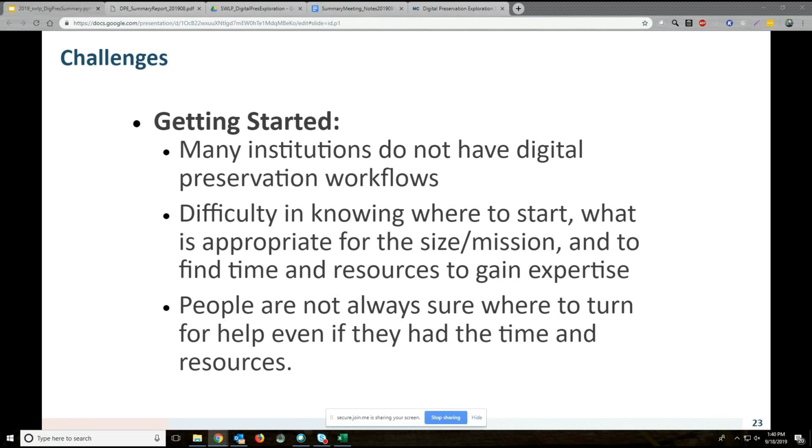Most people working in this aren't just, quote unquote, the digital preservation librarian or archivist. They usually already have a different job title and are doing something separate. So how do you find that time, and how do you find that to prioritize? And also, people weren't always sure where to turn for help, even if they had the time and resources. So even if you had this blocked out, there was still confusion and an issue of just finding out what you're supposed to be doing.